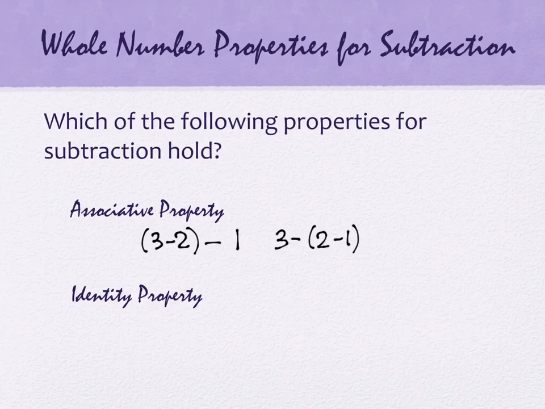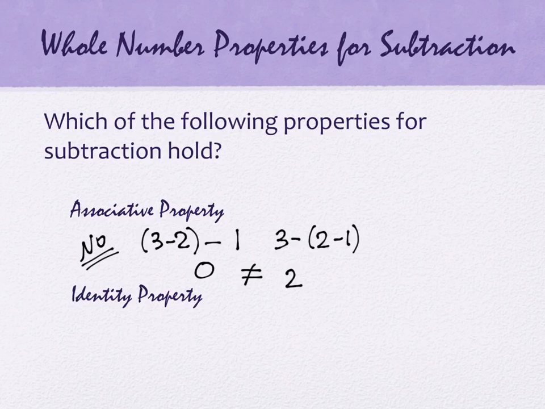So if I do 3 minus 2, I have 1, and 1 minus 1 would be 0. So it's 0 on the left side. Over here on the right side, I'd have to start with the parentheses. 2 minus 1 is 1, and then 3 minus that 1 would give me 2. So I do not have the same value here either. So the associative property is a no-go. It does not hold.